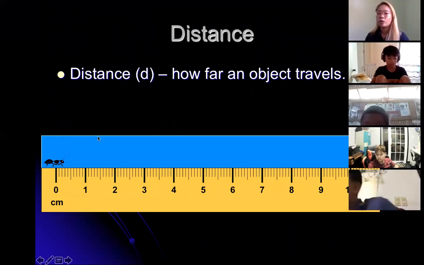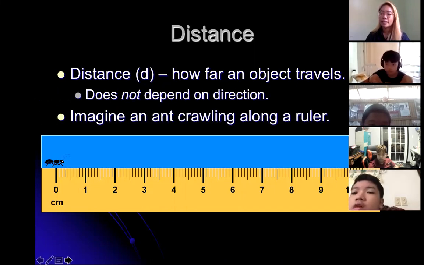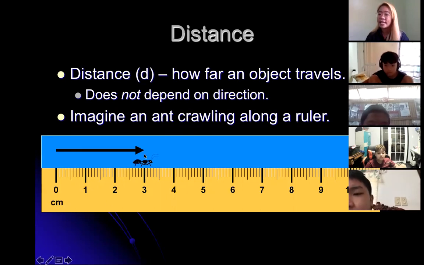And then later on, to measure the distance, we need to check what is the end point of this ant. So for example, imagine that this ant is crawling along a ruler. So this is a ruler. The unit of measurement is in terms of centimeter. For example, the ant will crawl and it will end here.